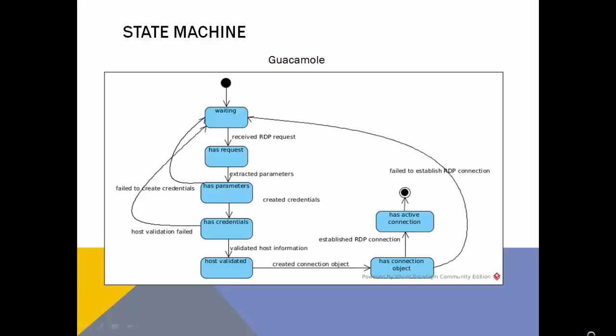Guacamole is always waiting for connection requests. When it gets one, it extracts its parameters to create a credentials object. Then, it validates the host information against the permitted ranges. Finally, a connection object is created, and if all works fine, the connection will be established. At each point, if things fail, Guacamole drops the process and goes back to waiting for more connections.